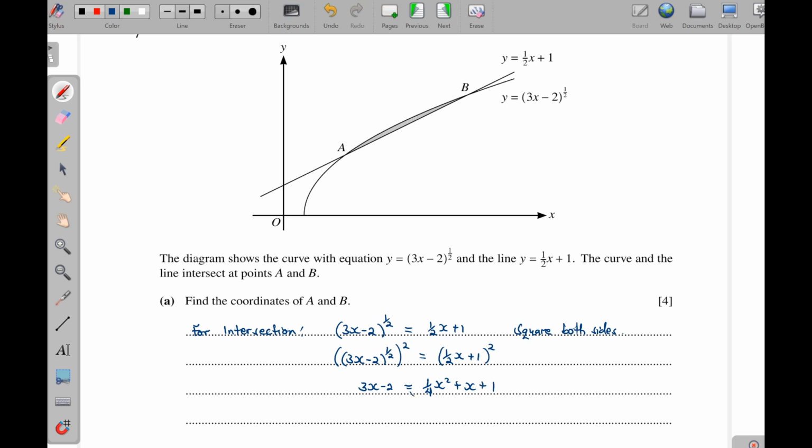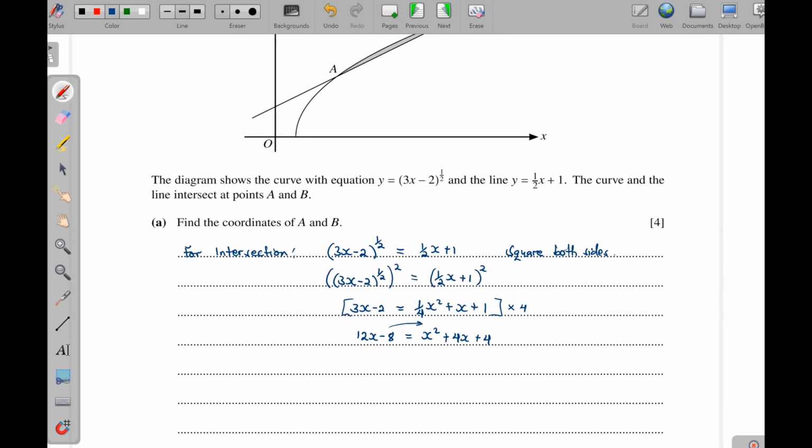Then I can now multiply all through by what? By 4 to eliminate the denominator. So this will be 12x minus 8. It is equal to x squared plus 4x plus 4. I can bring everything to the other side to have one quadratic equation, so that will be x squared, then 4x minus 12x, that one will give us minus 8x, and then when this one comes here, it adds to the 4. What do we get? We get a positive 12, which is equal to 0.